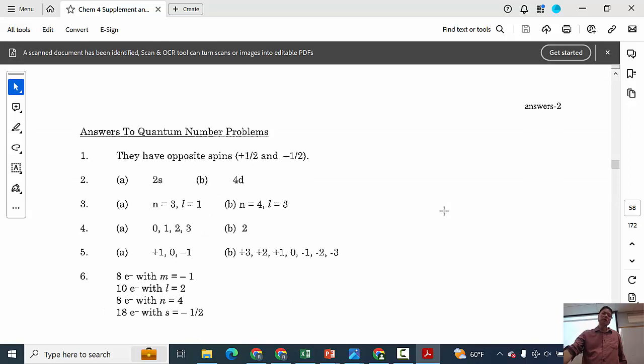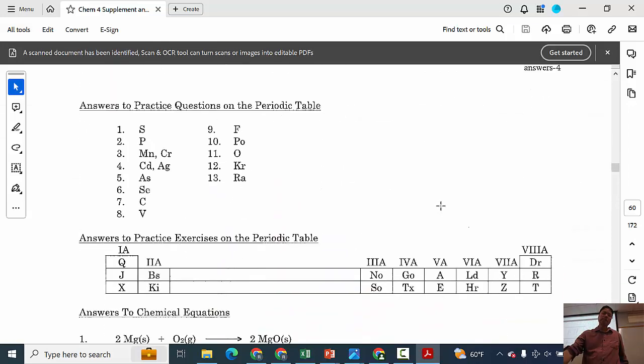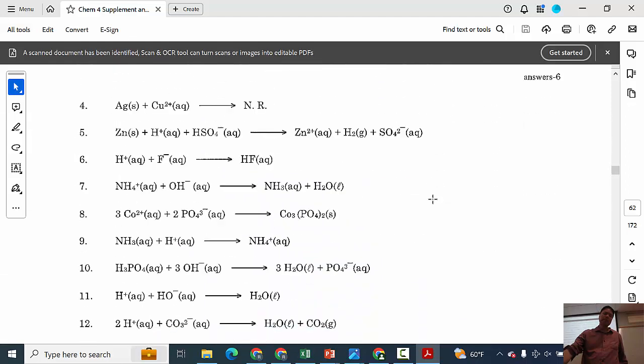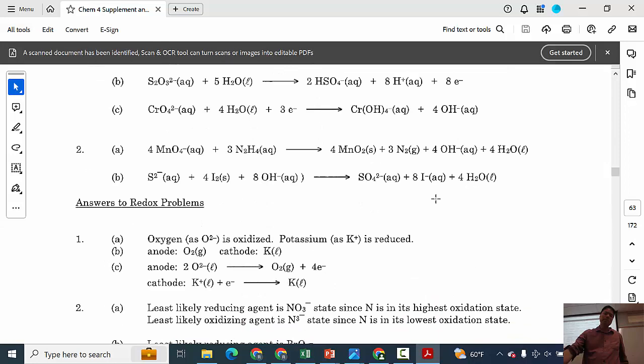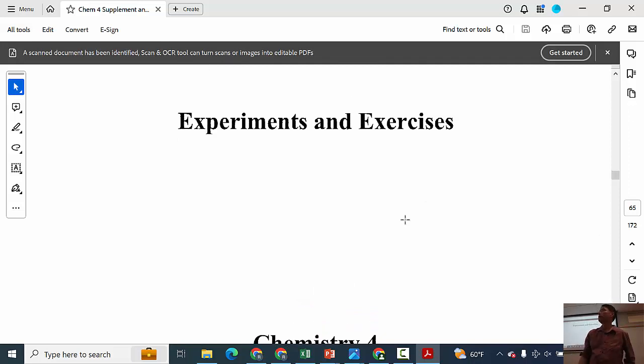This is the answer key to all the problems in the supplement. And then finally, we have the lab manual. The first half is the supplement. The second half is the lab manual.